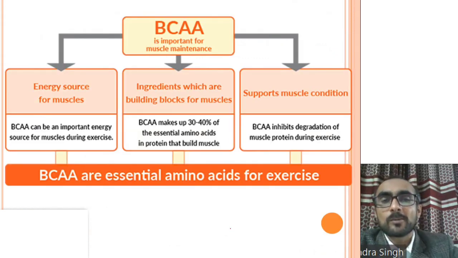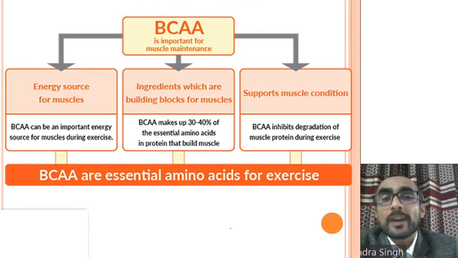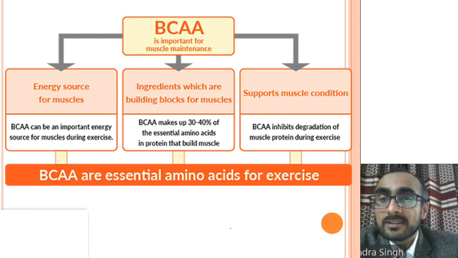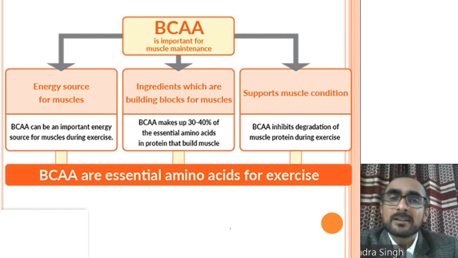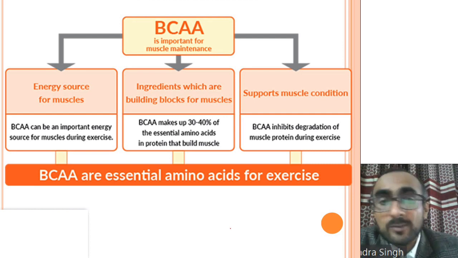So first we'll talk about branched chain amino acids. Branched chain amino acids are leucine, isoleucine and valine, and they are very important for muscle maintenance because they are an energy source for muscles. We'll see in later slides that these are oxidized only in muscles, brain and adipose. The liver doesn't have the enzyme which can oxidize branched chain amino acids.